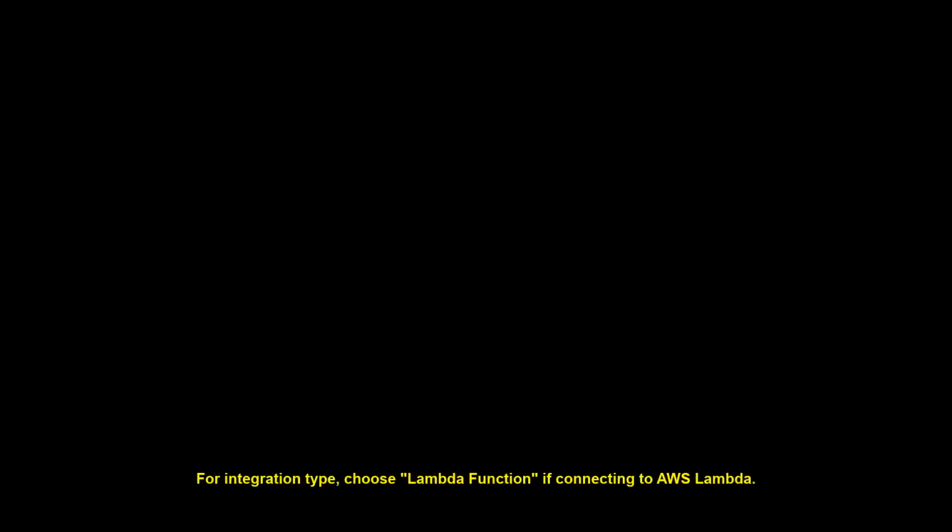For integration type, choose Lambda function if connecting to AWS Lambda. Type in the name of your Lambda function and click Save. Grant API Gateway permissions to invoke the Lambda function when prompted.